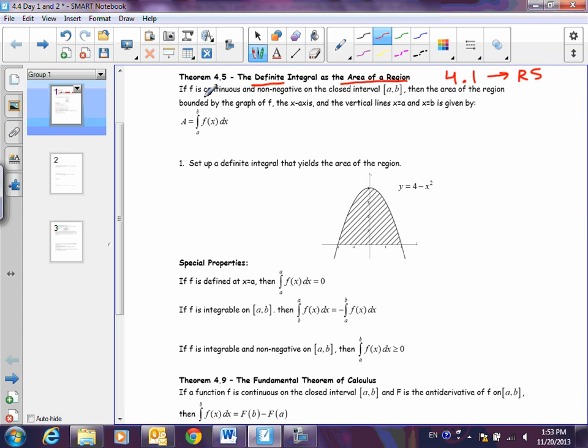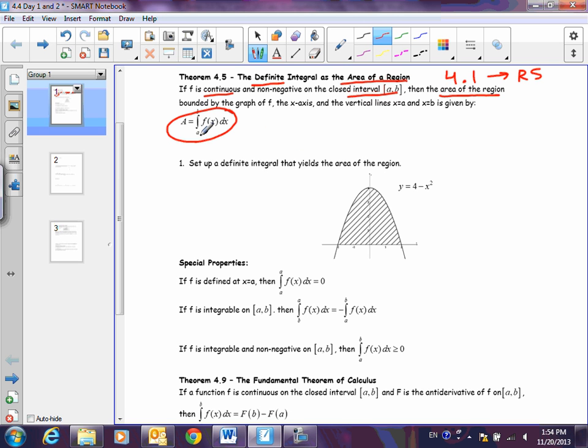So we have to have continuity, okay? And we have to have a closed interval. Those two things should look familiar. We've seen those on almost all of our derivative theorems, okay? And then we've got some other things, but the whole thing that this is saying is we have this bounded region, and the area of that region is represented by the integral. Okay, this isn't new. I've already kind of told you this when we did Riemann sums.